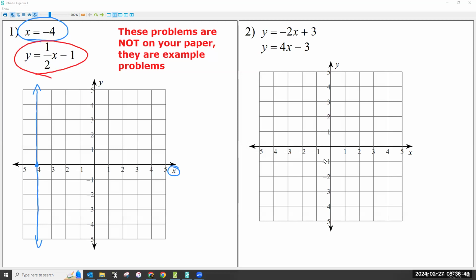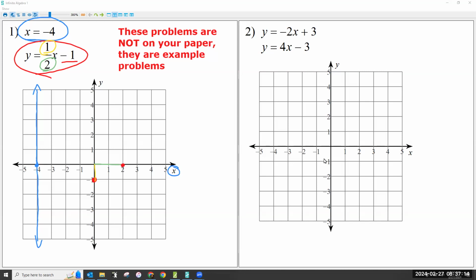This is in slope-intercept form. So the first thing we're going to look at is the y-intercept. So I'm going to find -1 on the y-axis. There it is. I'm going to put a dot. From that dot, I'm going to do my slope. Now my slope is positive, so that means I'm going to go up one, and then I'm going to go over 2 units, 1, 2. And so there is going to be my next point. Put a point right there.